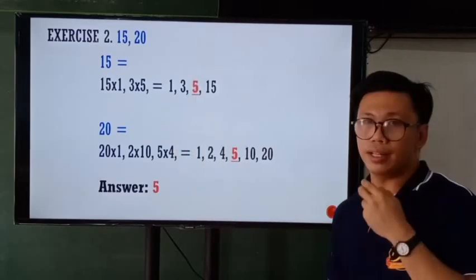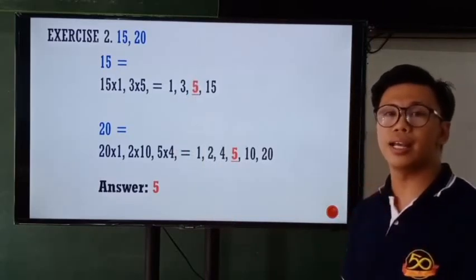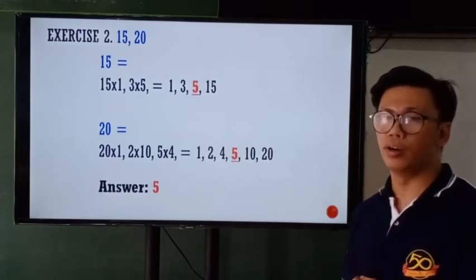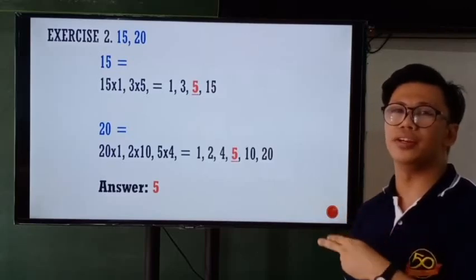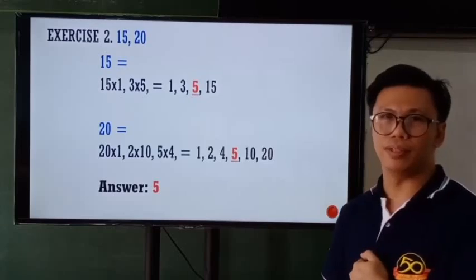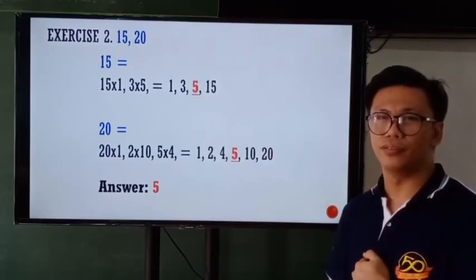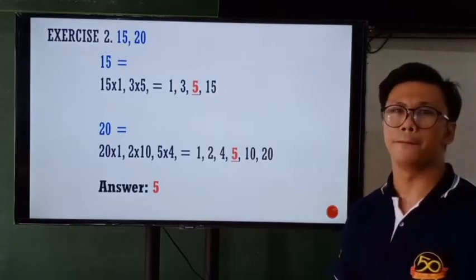So we will find now the highest common factor, or we call it the largest number. Okay? So what is the largest number, 1 or 5? Very good. It's 5. So our answer is 5. Did you get the correct answer? Very good. Now we can go to exercise number 2.